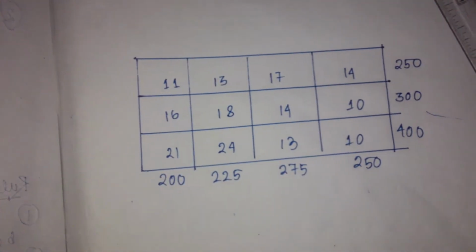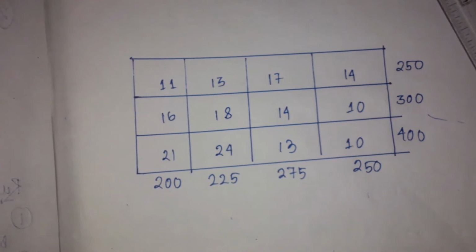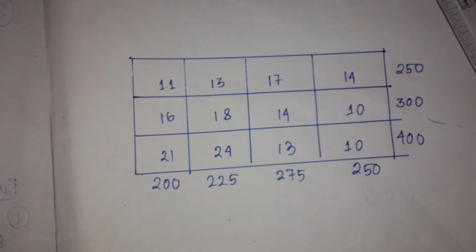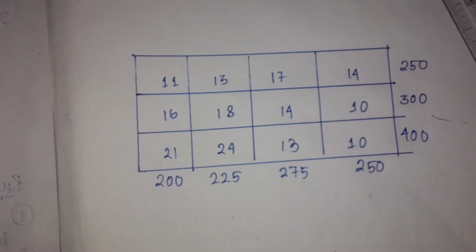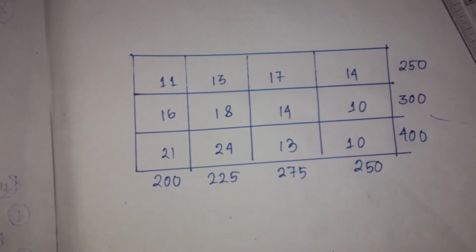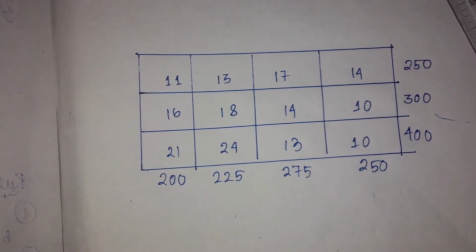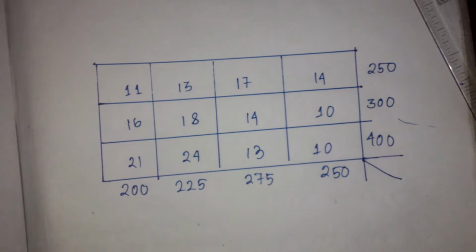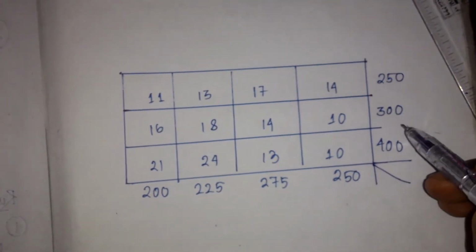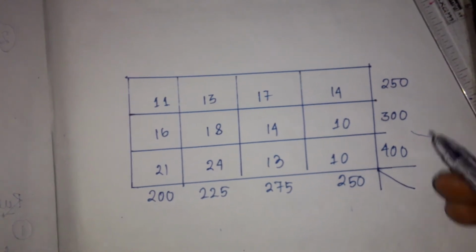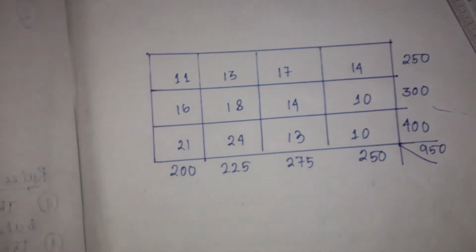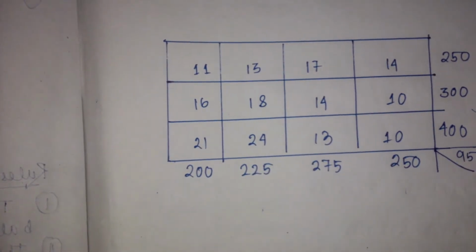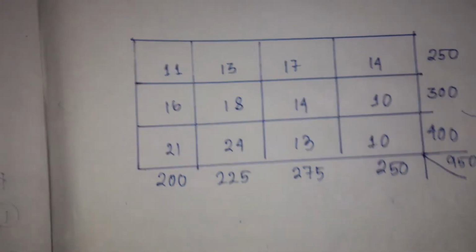First we need to check whether the matrix is balanced or not. We can check by adding the supply values and adding the demand values. If the total supply and demand values are equal, then this is a balanced matrix. So first calculate. 250 plus 300 plus 400 is 950. Then 200 plus 250 plus 275 plus 250 equals 950.